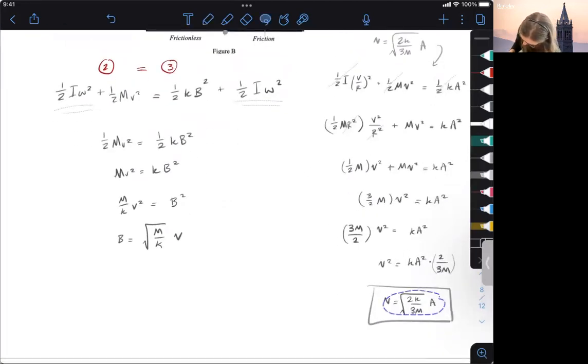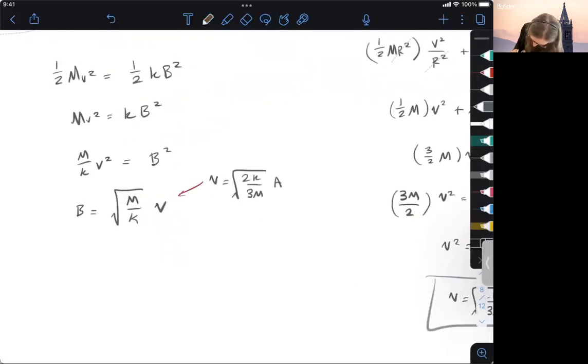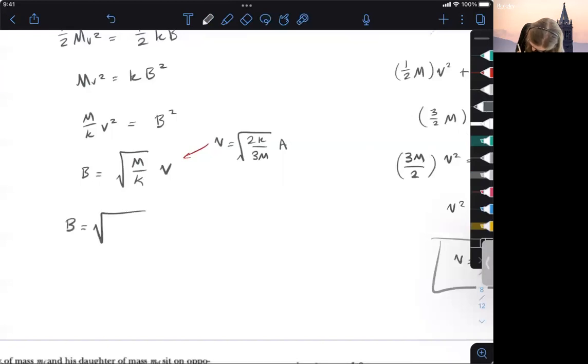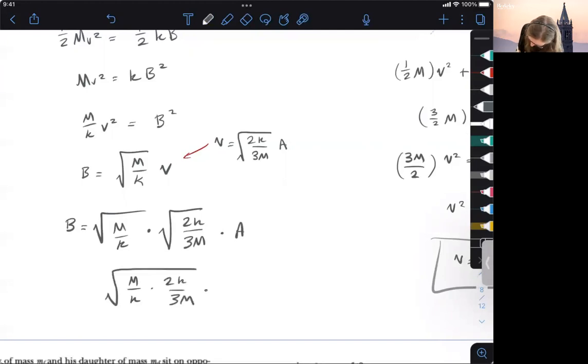Okay, so we've got this. Copy, paste. So this is our v here, and we're plugging in this v. Let's talk about how we would simplify things in the square root. Square root of m over k, and then we're multiplying by another square root. I'm just putting that v in there: square root of 2k over 3m times a. We can combine the square root: m over k, 2k over 3m, square root, times a.